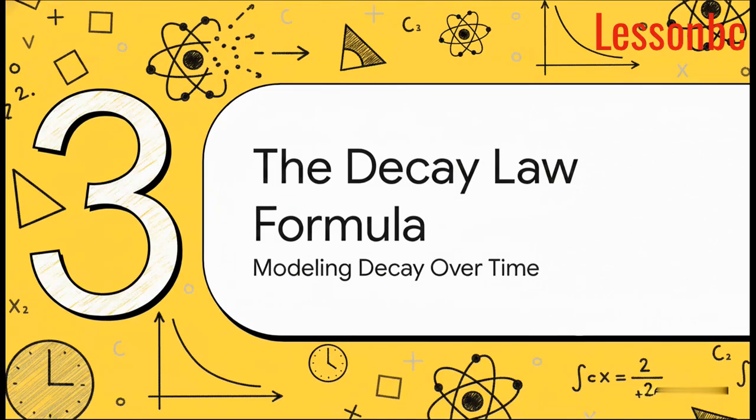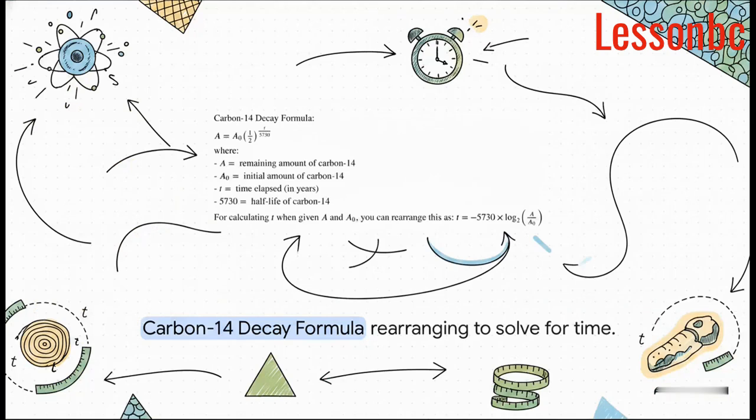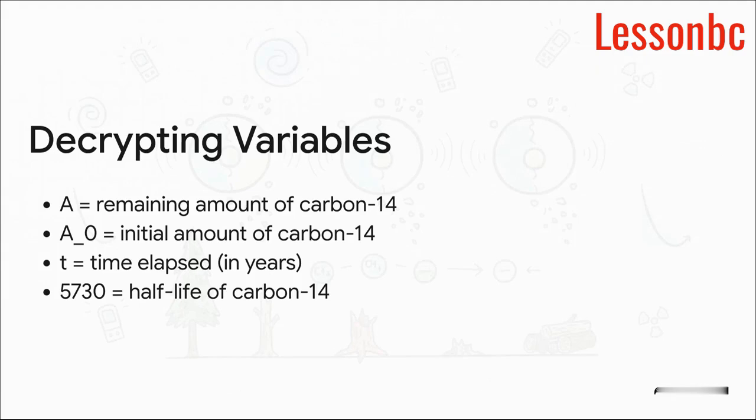Section 3. The decay law formula. How we actually model this decay over time. Now, what's really interesting about this is that we can take this complex exponential relationship and structure it logically to find exact answers. We can't just eyeball a graph, right? We need a precise equation to solve for the exact age of an object. This is the carbon-14 decay formula. The main equation models the remaining amount of carbon based on time, but through the magic of algebra, we can rearrange it to solve directly for t, the time elapsed. Let's decrypt these variables really quickly so the algebra doesn't feel intimidating.